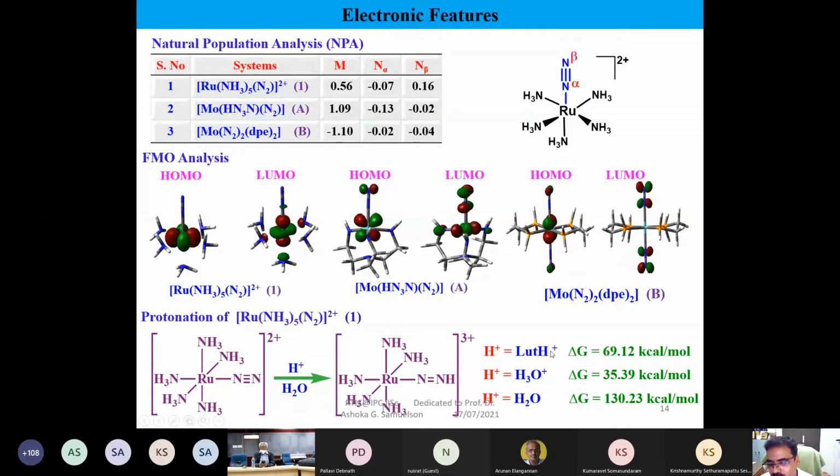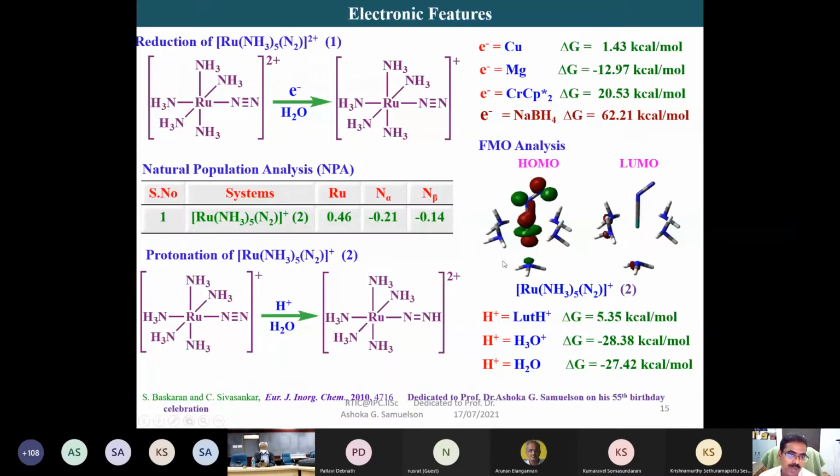Now you can see these are the commonly used protonating agents in nitrogen chemistry. If you use lutidinium, you have to pay 69.12 kilocalories per mole, delta G it is. If you take any acid in water, then 35 kilocalories per mole you have to pay, and for just water, 130 kilocalories per mole. Therefore none of these reagents should be suitable to protonate the ruthenium complex, but these all work for these two compounds, that is, the molybdenum complexes.